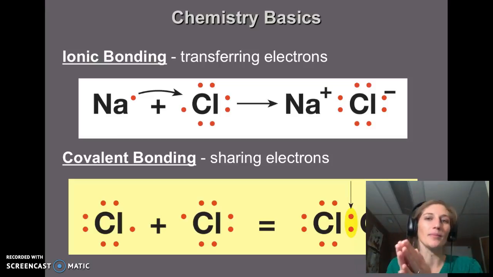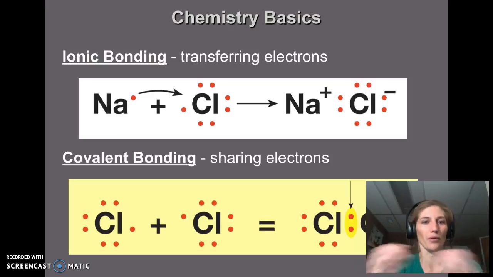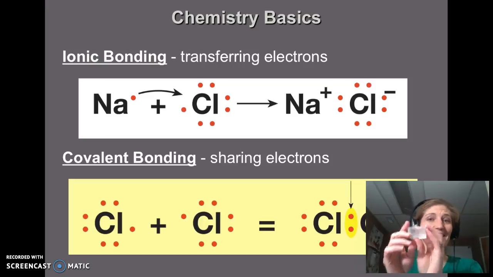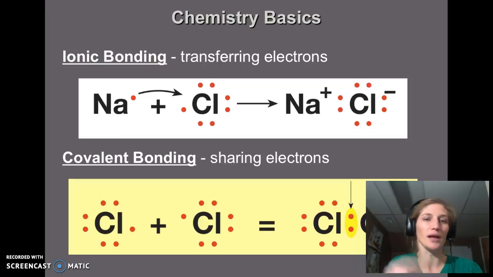Now, ionic bonds, again, are not super strong. We can pull these apart. We can stick this halite in water and it's going to dissolve, because of those charges, they're going to break apart pretty easily.